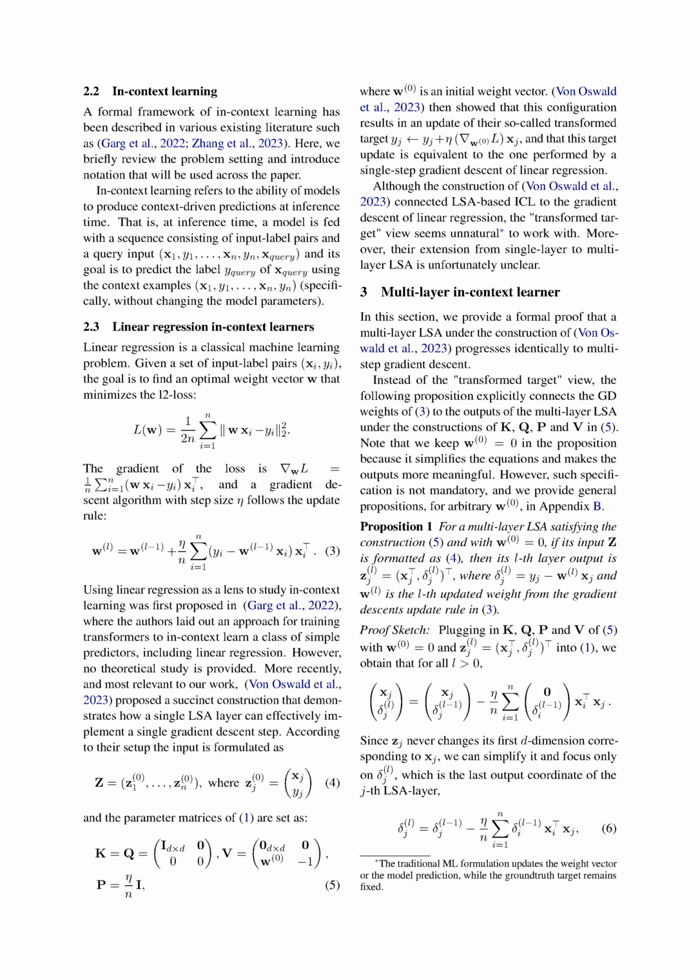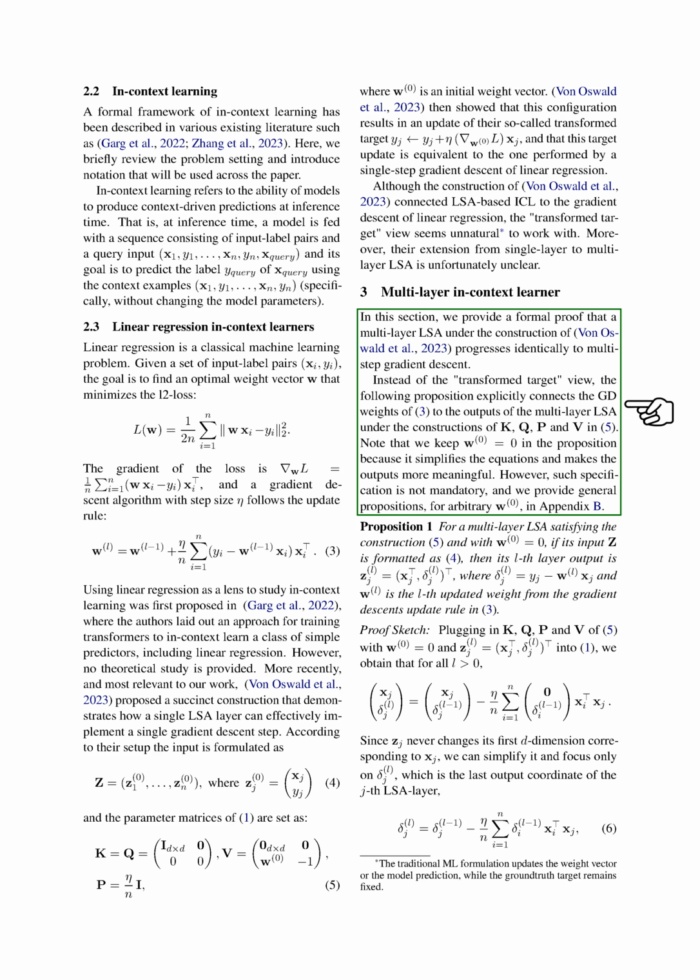Section Summary. In-context learning refers to models producing context-driven predictions at inference time, where a model is given a sequence of input label pairs and a query input and predicts the label of the query input using the context examples. Linear regression is a classical machine learning problem where the goal is to find an optimal weight vector that minimizes the L2 loss. In recent work, a construction using linear subspace alignment, LSA, was proposed to implement a single gradient descent step for linear regression, but the extension to multi-layer LSA is unclear.